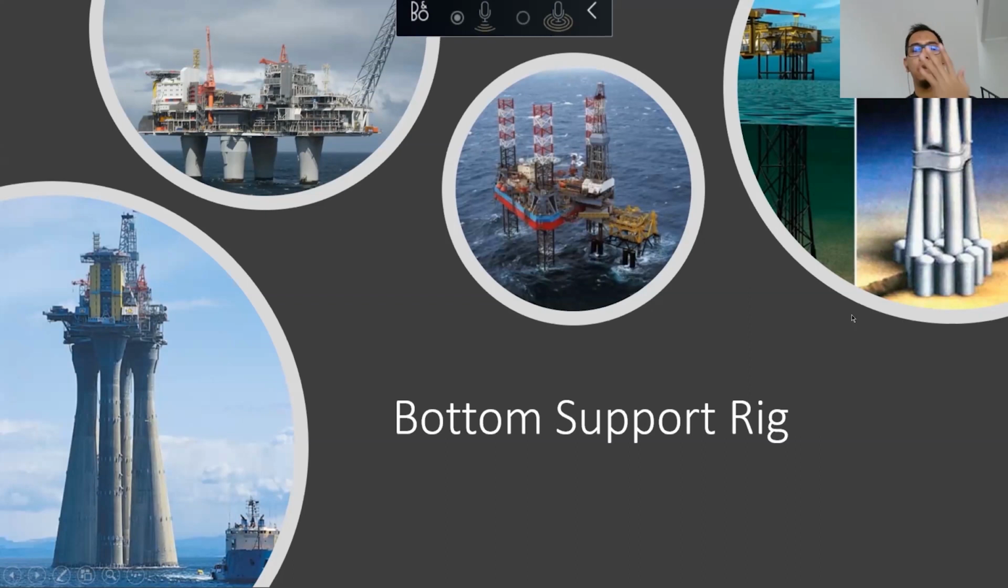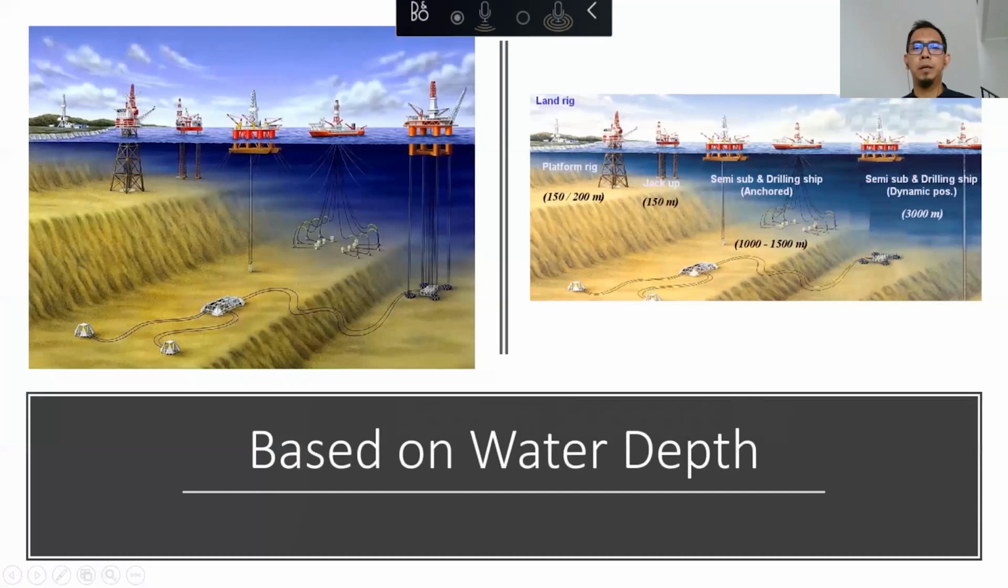Okay, so based on the water depth, up to 150 meters, you can use a platform or jackup. It is rare to have a jackup that can drill up to 150 meters water depth. Most of the ones we have in Asia or Indonesia go up to 110, 112, and 120 meters. But some special jackups have legs that can be extended to reach up to 150 meters. For semi-sub and drill ship anchored, without dynamic positioning, they can drill in water depth up to 1.5 kilometers from the surface of the water. And semi-sub and drill ship can drill deep water operations of 3,000 meters or more because they don't need to set anything on the bottom of the sea.